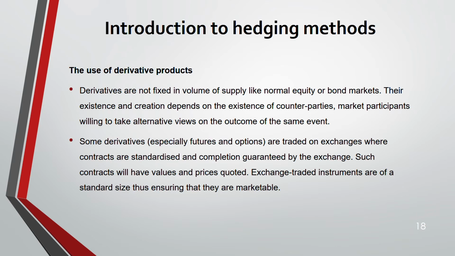Next, some derivatives like futures and options are traded on a stock exchange. That means their contracts are standardized. Standardized means they will have a fixed contract. Let's say you want to hedge 1 million, and the contract size is 500,000. That means you have to take two futures contracts, 500,000 one and 500,000 the other. That's how you can hedge your 1 million. But the contracts are fixed. They are standardized. You cannot change the contract.